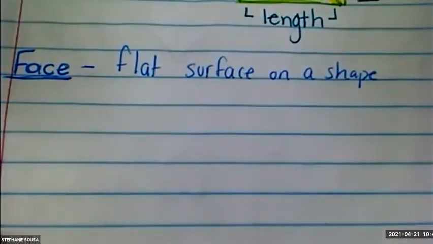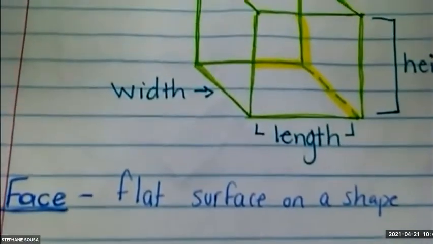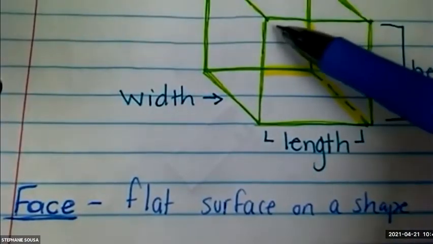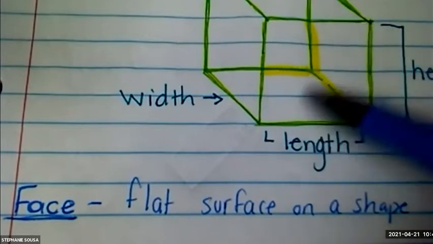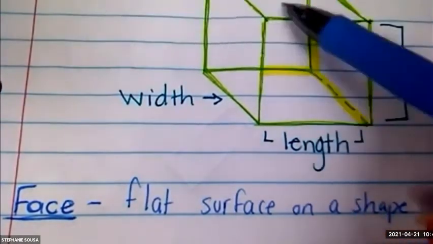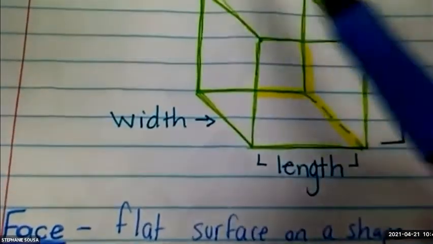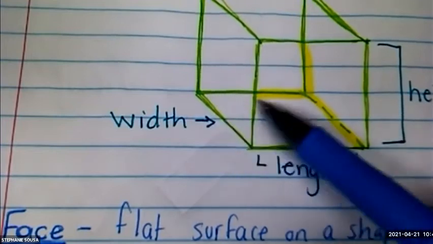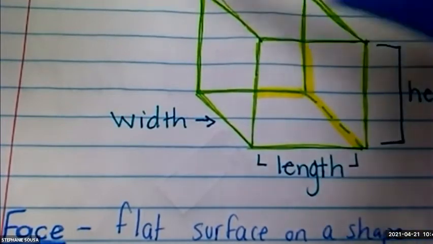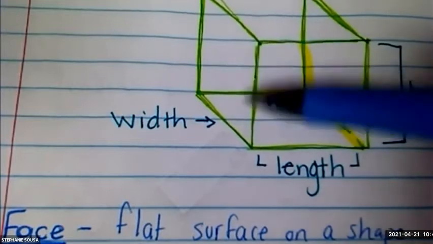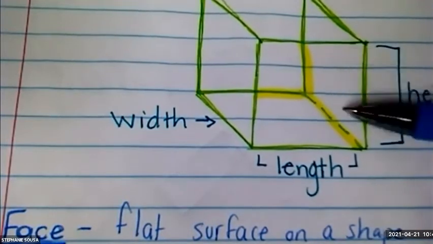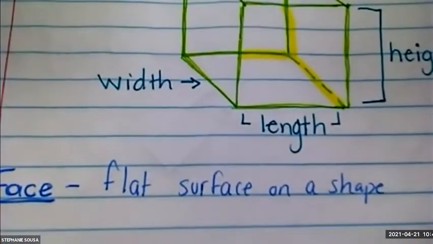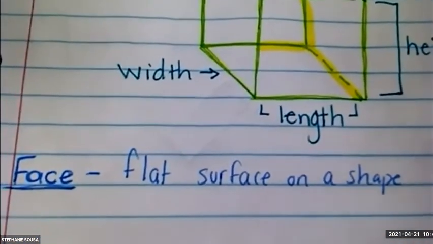So on the cube that we drew here, we see 6 different faces. The front of the cube and the back of the cube are 2 faces. The top of the cube is another face. The bottom of a cube is a 4th face. The left of the cube is a 5th face, and the right of a cube is a 6th face. Okay, so faces are flat surfaces on a shape. Those surfaces might be any different shape.